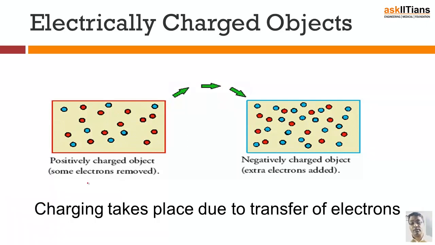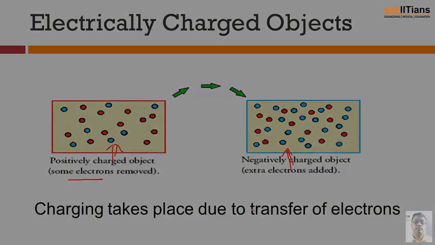Moving on, if you do transfer some charges, then either it's going to become positively charged or it's going to be negatively charged. So when electrons are removed, you will have something like this. When electrons are added, you will get something like this. So this is the negatively charged object on the right and the positively charged object on the left. This takes place due to the transfer of electrons. Now, in our next topic, we are going to understand more about how this transfer actually takes place.